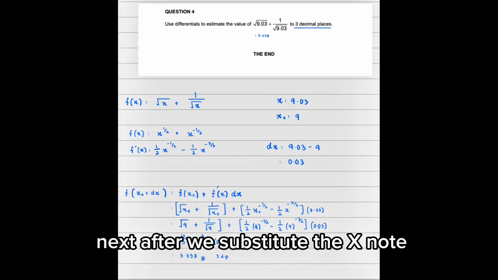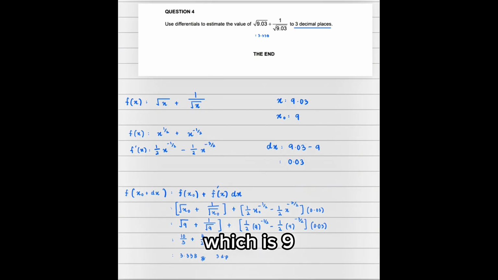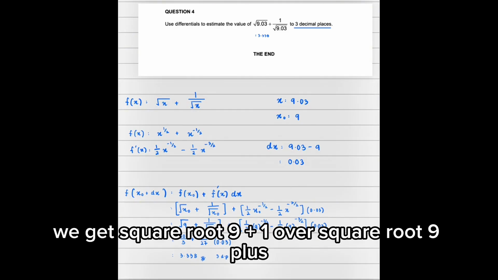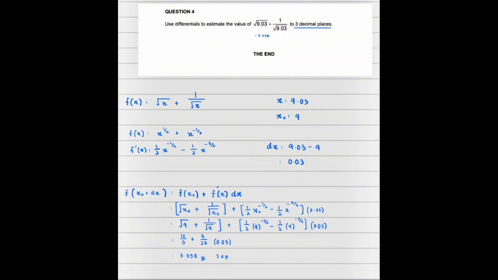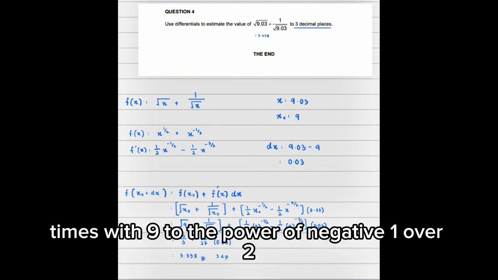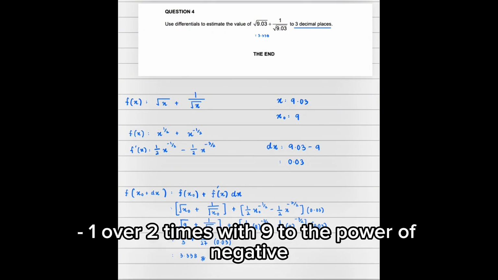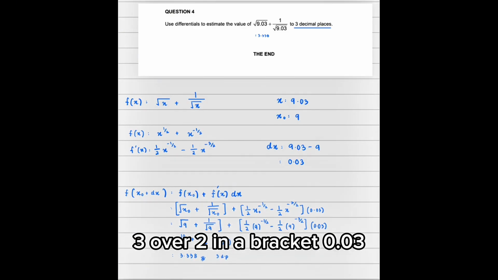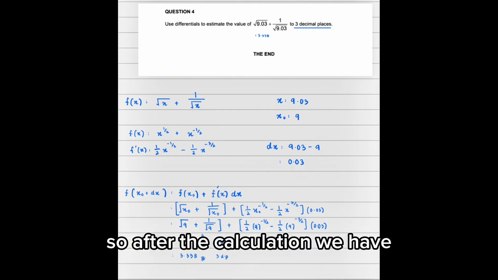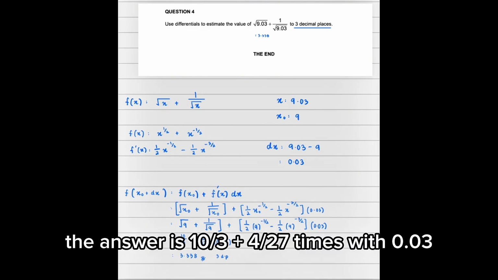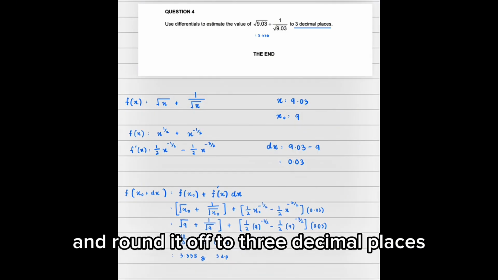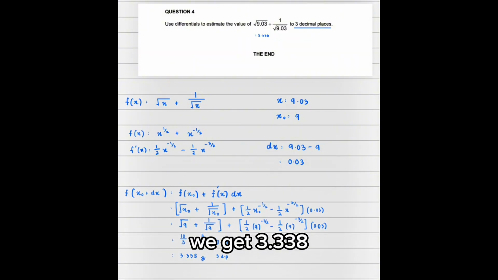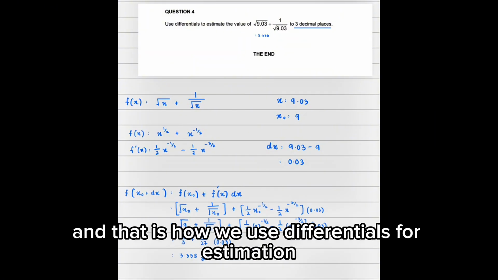Next, after we substitute x naught, which is 9, we get square root 9 plus 1 over square root 9 plus, in the bracket, 1 over 2 times 9 to the power of negative 1 over 2 minus 1 over 2 times 9 to the power of negative 3 over 2, in the bracket 0.03. So after the calculation, we have the answer is 10 over 3 plus 4 over 27 times 0.03. When we calculate the final value and round it off to 3 decimal places, we get 3.338. And that is how we use differentials for estimation.